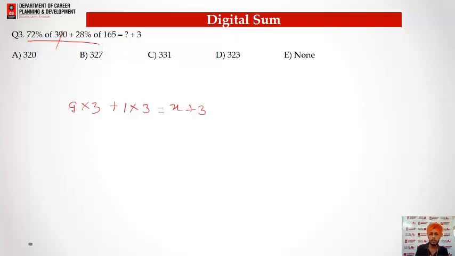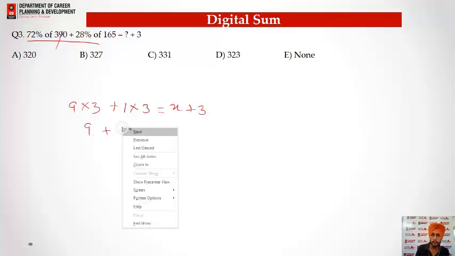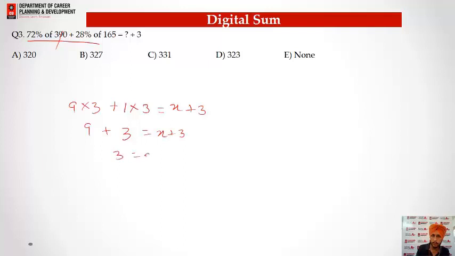So do remember our properties. 9 into k always becomes 9, plus 3 into 1, 3, is equal to x plus 3. 9 plus 3, 12, and the digital sum of 12 will be 3, is equal to x plus 3. So let's put our options in place of x.